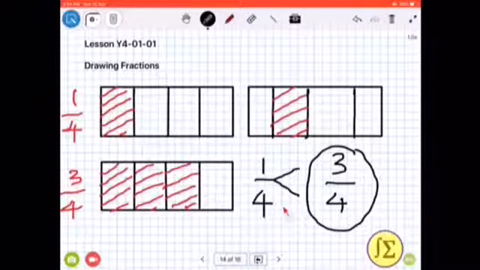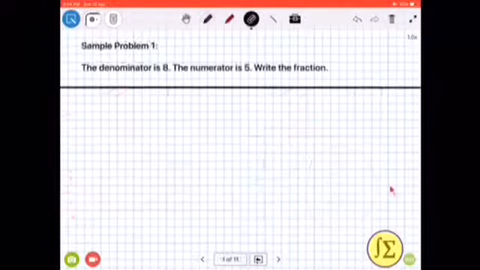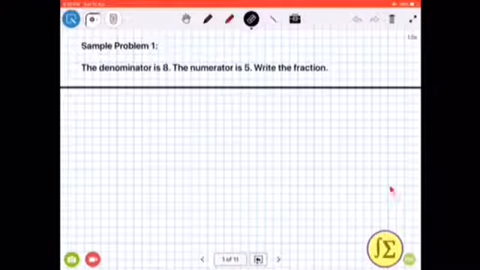Okay, so that's the basic rules about fractions. Next, let's try a few sample problems. Okay, sample problem 1. Okay, this is an easy one. The denominator is 8, the numerator is 5.